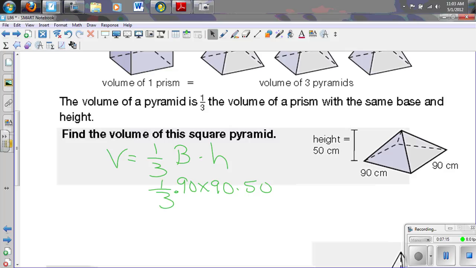And again, we can do some nice canceling, because these are like over 1, all of them. And so I'm going to take 3 and put it into the 90. That's 30. And so 30 times 90 times 50. And so that's 3 times 9 is 27 times 5 is 135, and then we have the 3 zeros. So 135,000 centimeters is the volume of that cube. Centimeters cubed. Don't forget the cubed on the labels there.